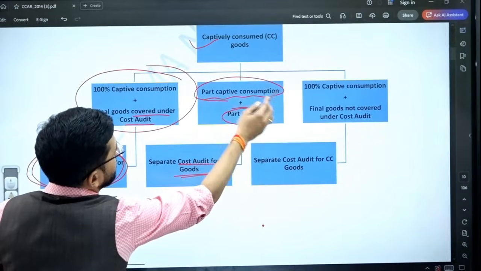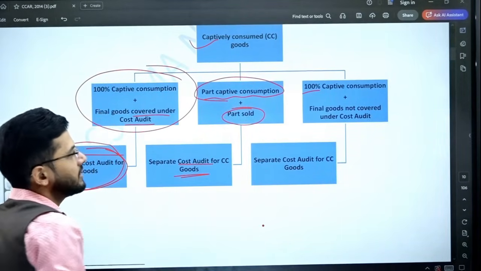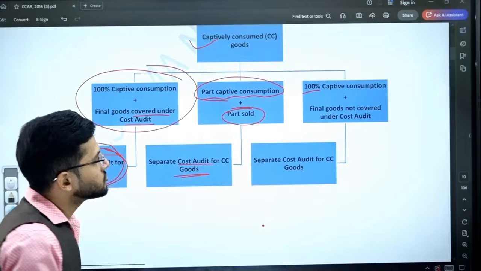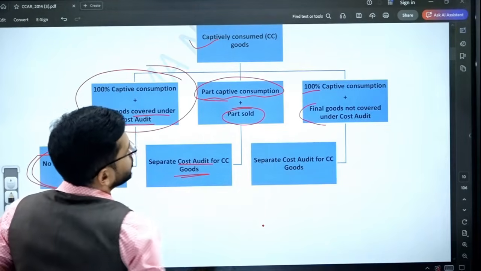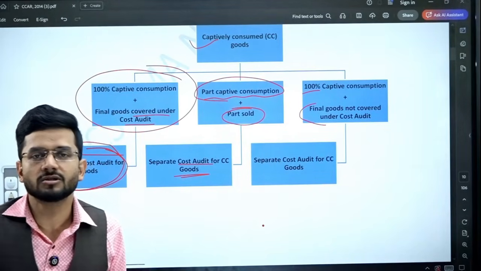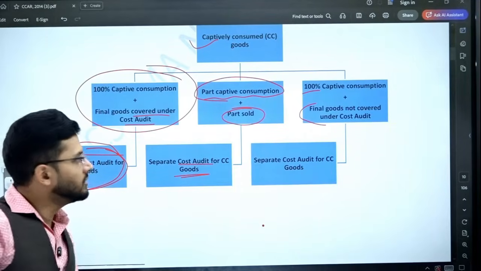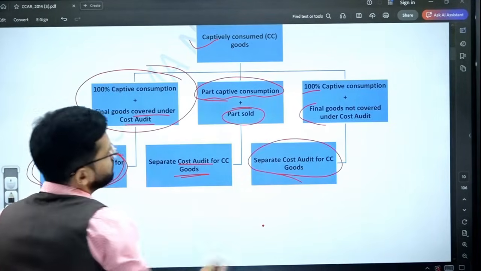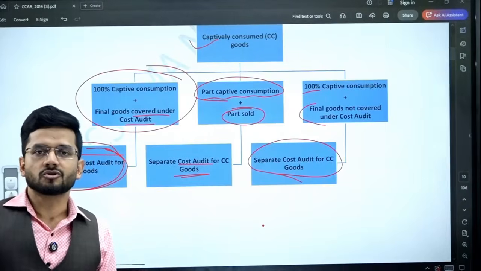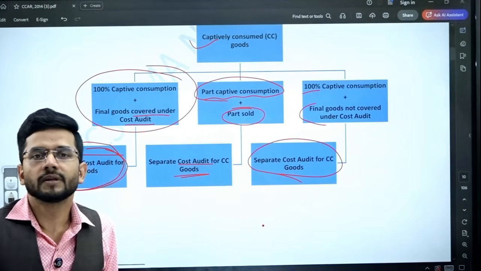Third situation, the goods are 100% captively consumed, and the final goods are not covered under cost audit. The ultimate goods are not covered under cost audit. Then what will happen? Separate cost audit report for captively consumed goods. Then you will have a separate cost audit report for captively consumed goods.